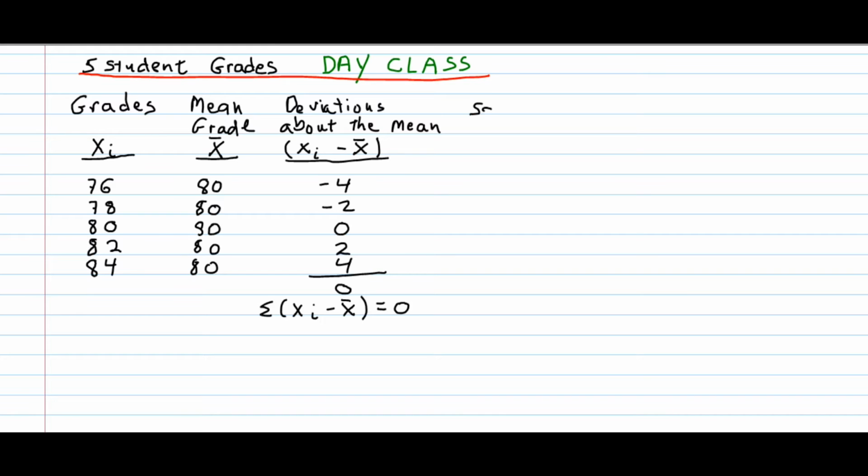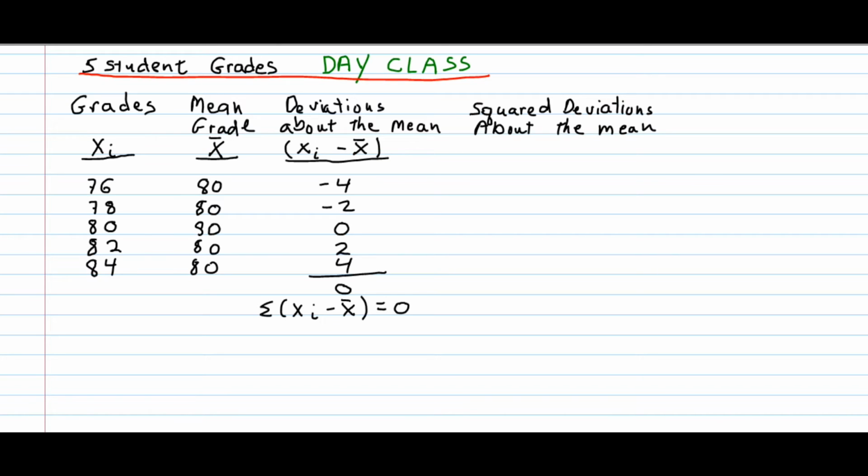So we need another column to calculate the variance, and that column we're going to call the squared deviations about the mean.